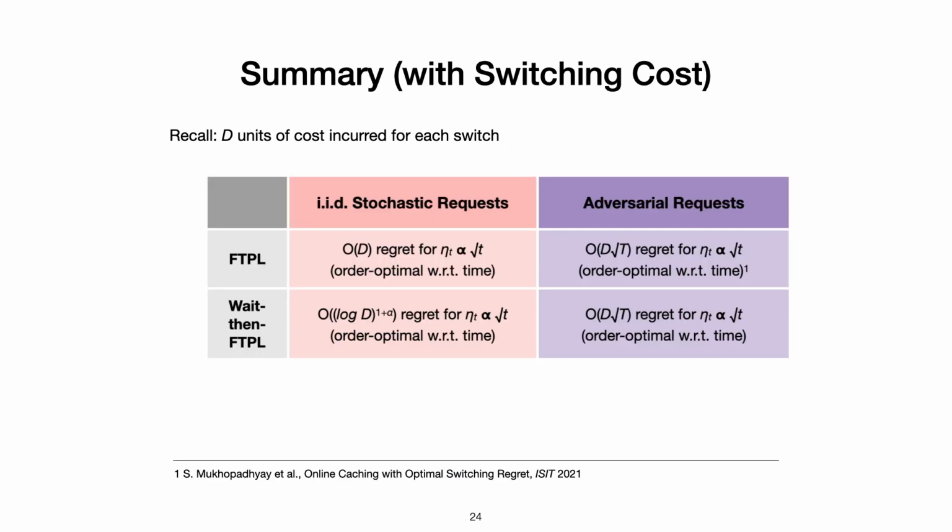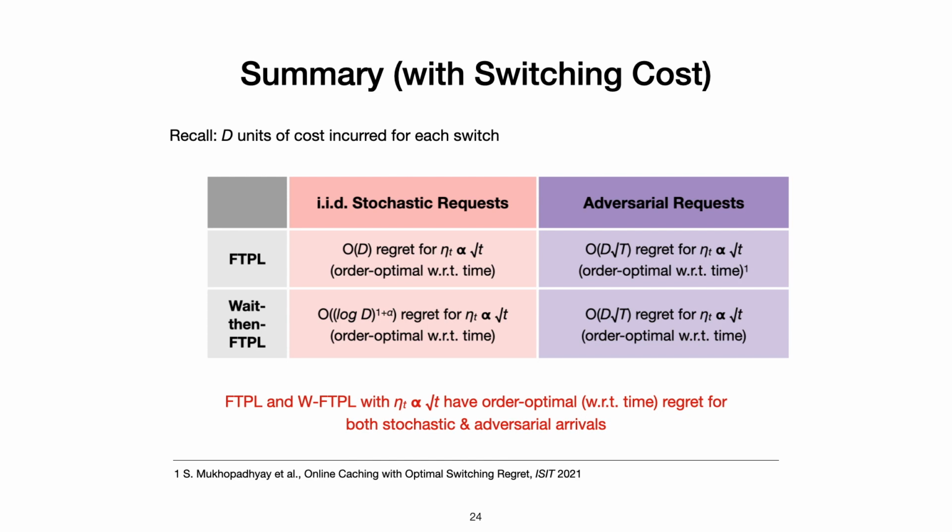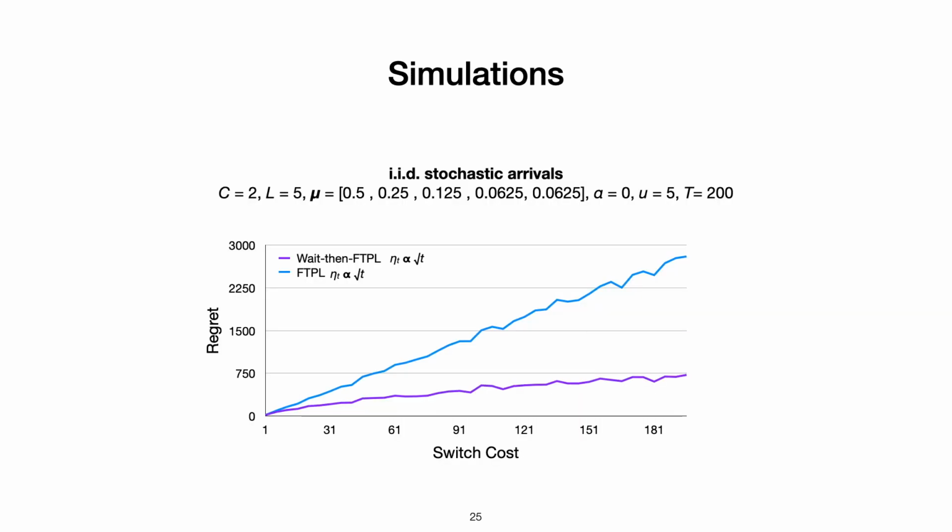Here is a summary of the results for the setting with switch cost. We characterize the performance of both FTPL and wait then FTPL for stochastic arrivals. The regret bound for FTPL for adversarial arrivals was already known. We characterized the adversarial regret bound for wait then FTPL. Both FTPL and wait then FTPL with learning rate proportional to square root small t have order optimal regret with respect to time for both stochastic and adversarial arrivals. For stochastic arrivals, the bound on the regret of FTPL increases linearly with the switch cost D, while the regret of wait then FTPL increases logarithmically with the switch cost capital D.